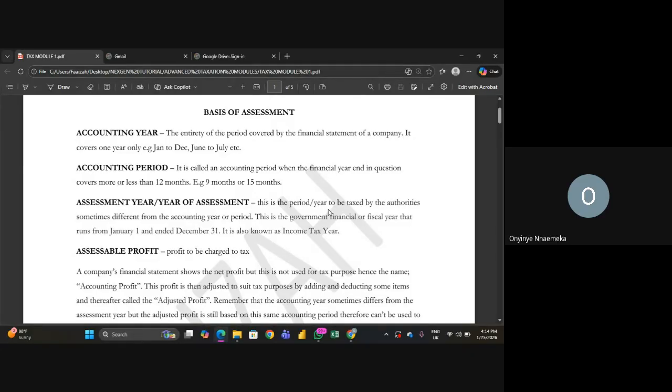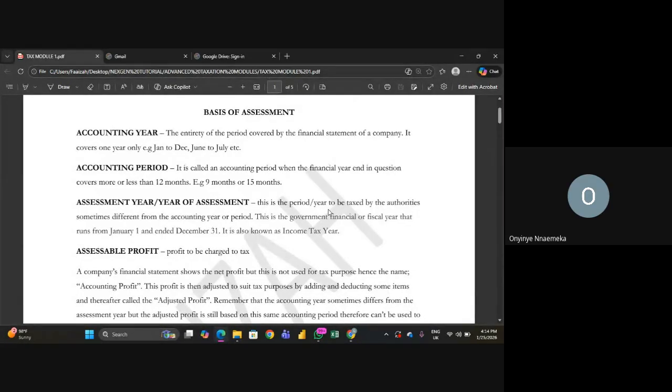So assessable profit is the profit to be charged to tax. The profit that you are going to apply your tax rate or tax percentage to is your assessable profit. So now let's talk about the linkage between the accounting profit and the tax profit, or the assessable profit.